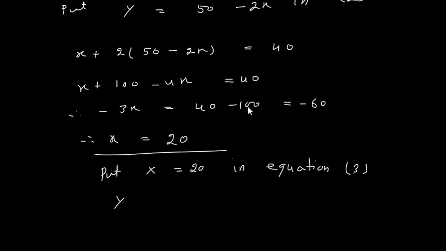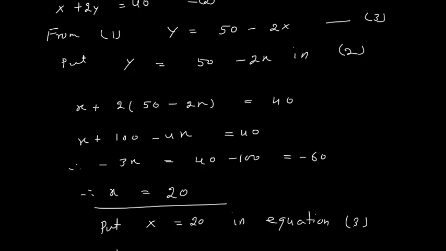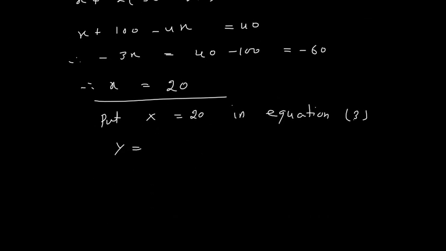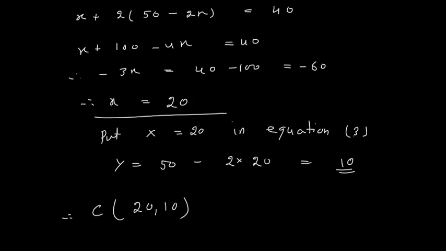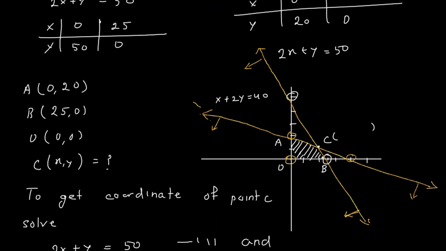So y is equal to, from equation 3, y is equal to 50 minus 2x. Y is equal to 50 minus 2 into 20, that will give me 10. So therefore my point C is (20, 10). So here the coordinate which I am getting for C is (20, 10).